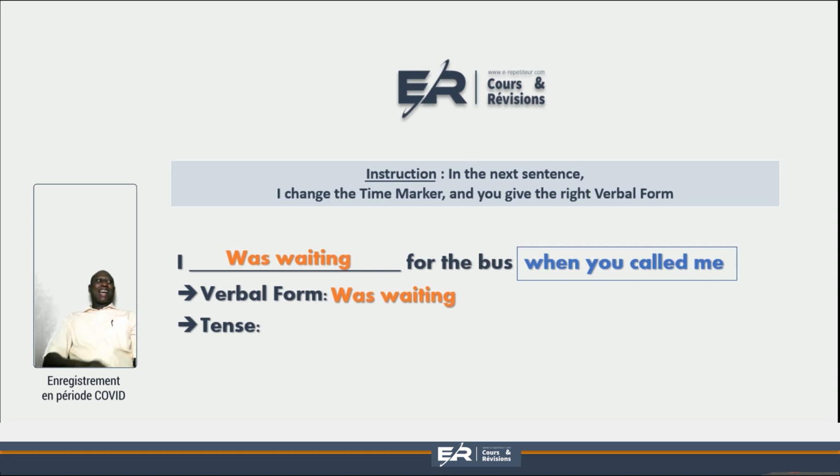Yes, I was waiting for the bus when you called me. I was waiting for the bus. So what do we have? A past context. I was waiting for the bus when you called me. Which tense is it? Past continuous. Something we were doing at a specific moment in the past. I was waiting for the bus.